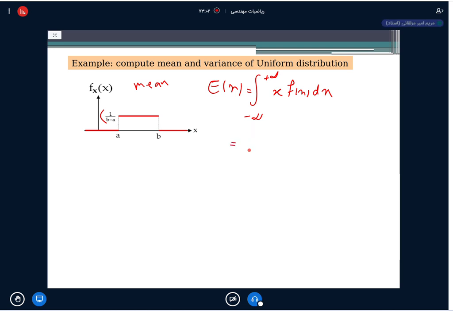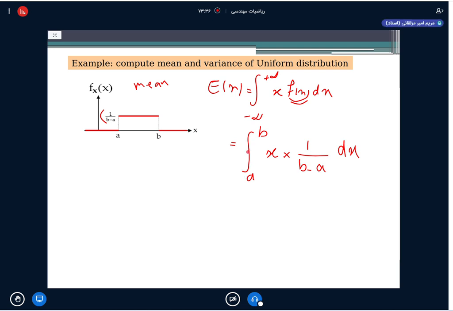So, to compute this integral, we have the integral between A and B, x, and PDF. And here we should replace the formula for PDF. PDF outside the interval between A and B is equal to 0, and in this interval is equal to 1 divided by B minus A. Okay?